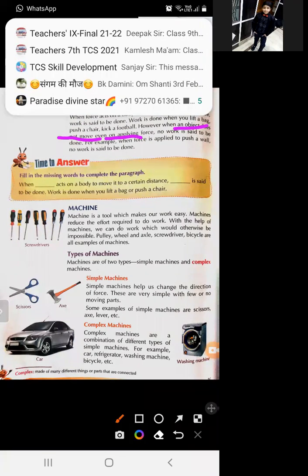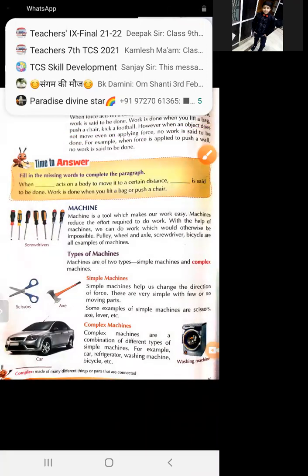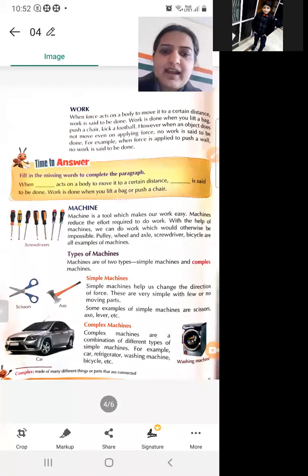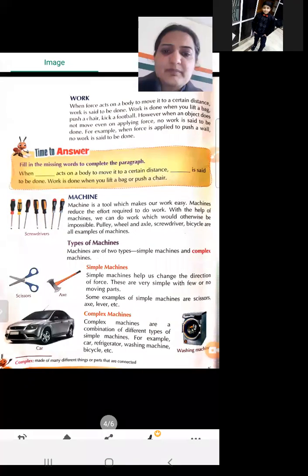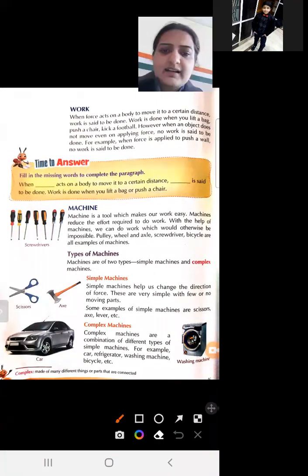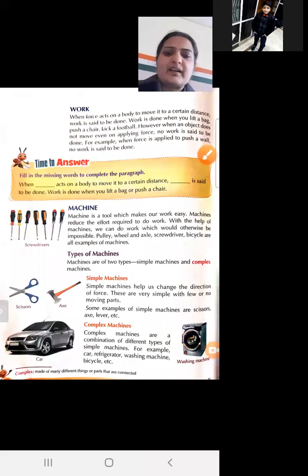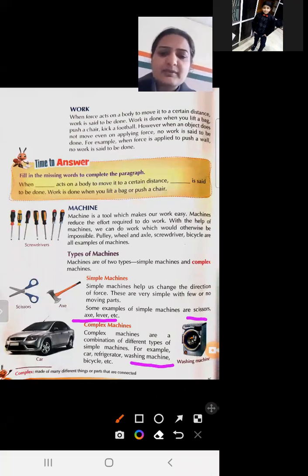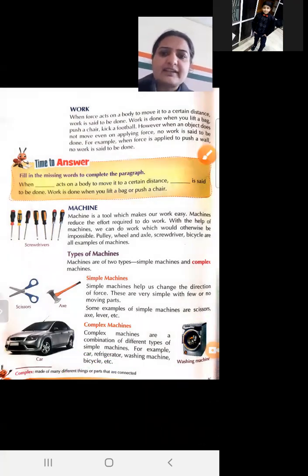And what do you mean by machines? It is a device, a tool which makes our work easy. And what are the types of machine? Simple machine and complex machine. And what are the examples of simple machine? Scissors, axe and lever. And what are the examples of complex machine? Washing machine, car and refrigerator.